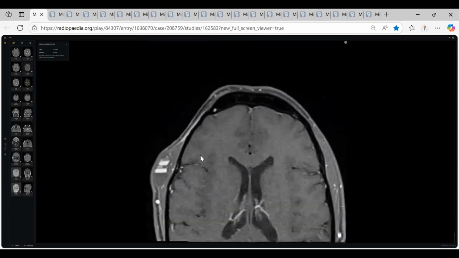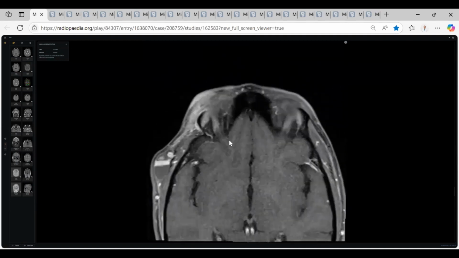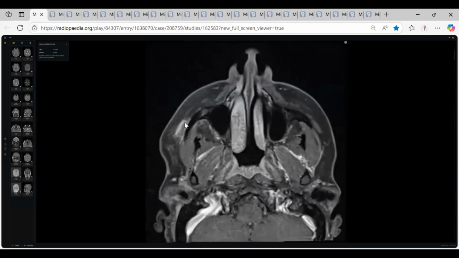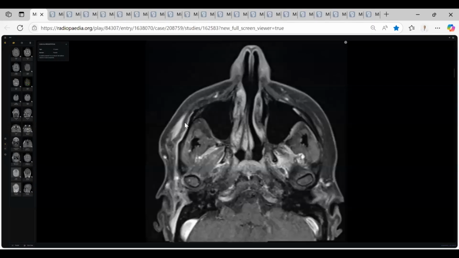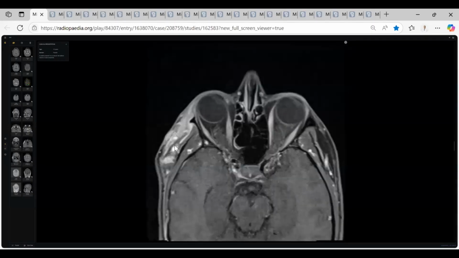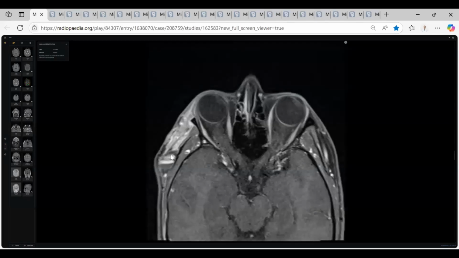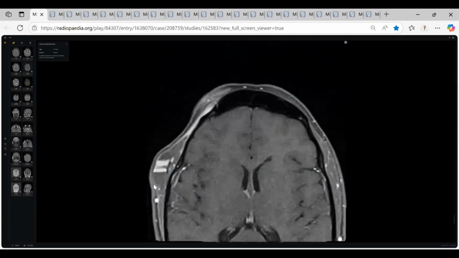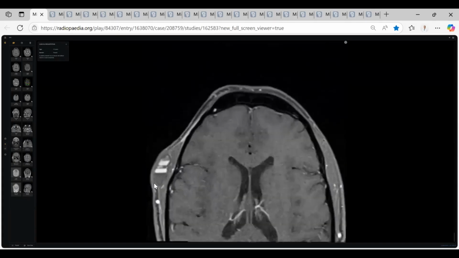So these are the orbital views, post-contrast images of the same patient. As I scroll down now, I can appreciate that there is enhancement noted in the region of the scalp, and this enhancement is continuous till the temporal region as well. And then I can appreciate that there is a cystic component also noted in this lesion as well.